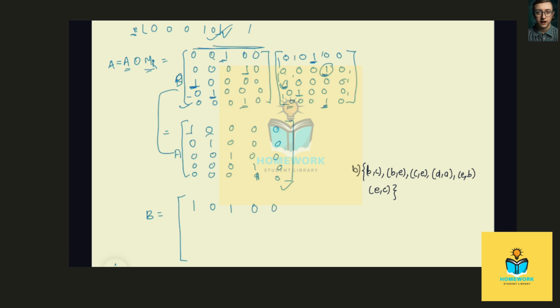Then in the second row we have 1 here and 1 here, so that too will give us 1, rest will be 0. So here 1 and then here 1, right? In the third row we have 1 here, and in this third row we have 1 here, so this too will be 1. So 1 0 1 and rest will be 0.